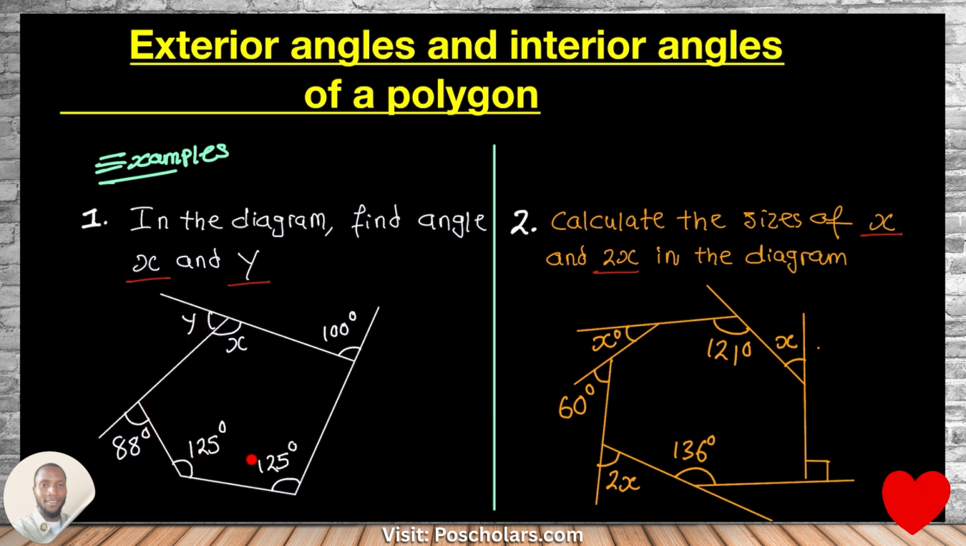You might have seen diagrams like this, right? And some of them confused you, right? But don't be confused anymore, because in this video I will explain everything concerning interior and exterior angle of a polygon. So without further delay, the first question says, in the diagram find angle X and Y. Here is the diagram. Then the second question, calculate the sizes of X and 2X in the diagram. Here is the diagram also.